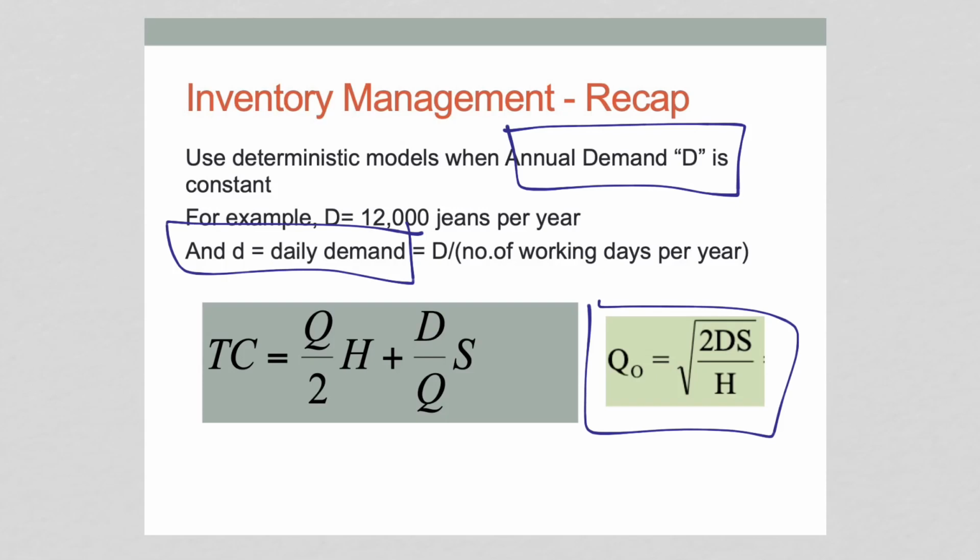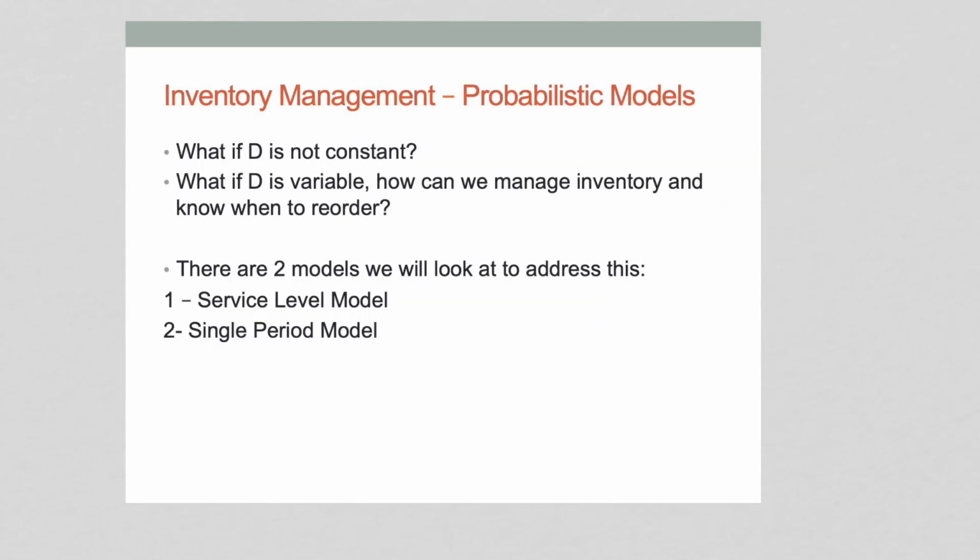But what happens if we have a situation where demand is not so constant? How do we calculate what the reorder point would be, what the optimal quantity would be? How does that affect these kind of calculations? And in fact, we do have some models for that.